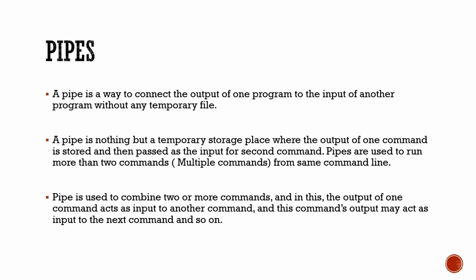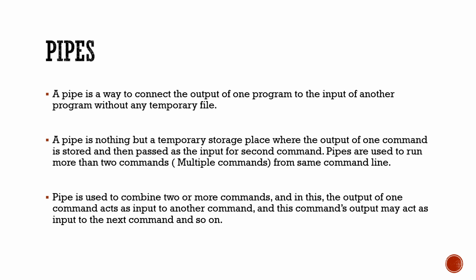Pipes are used to run more than two commands. That means multiple commands can be run in the same command line. Two or more commands, or three or four or n commands, can be combined in a single pipe operation, and in this the output of one command acts as the input of another command, and this command's output may act as an input to the next command, and so on.